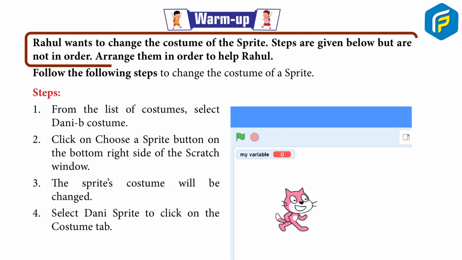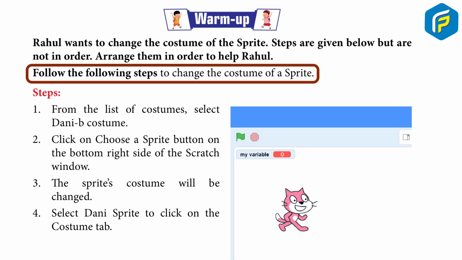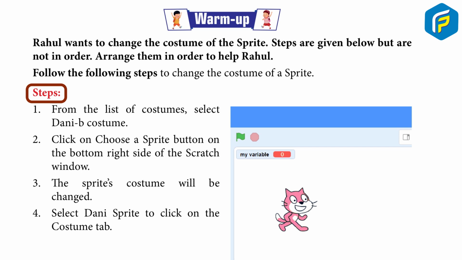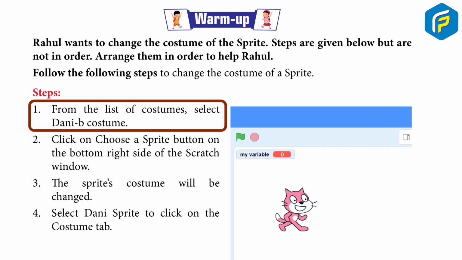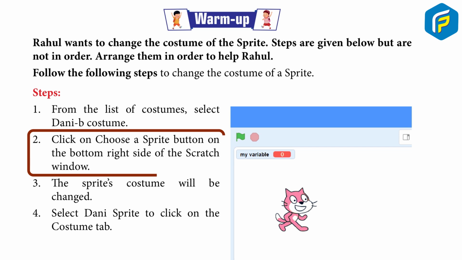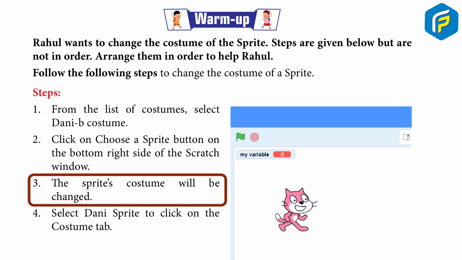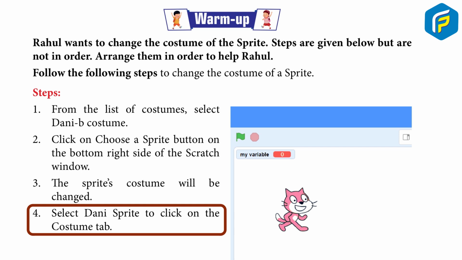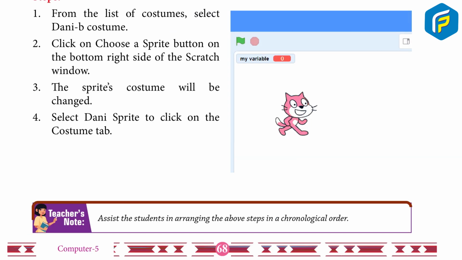Warm up. Rahul wants to change the costume of the sprite. Steps are given below but are not in order. Arrange them in order to help Rahul. Follow the following steps to change the costume of a sprite. Steps 1. From the list of costumes, select Dani B costume. 2. Click on Choose a Sprite button on the bottom right side of the Scratch window. 3. The sprite's costume will be changed. 4. Select Dani Sprite to click on the Costume tab. Teacher's note: assist the student in arranging the above steps in chronological order.